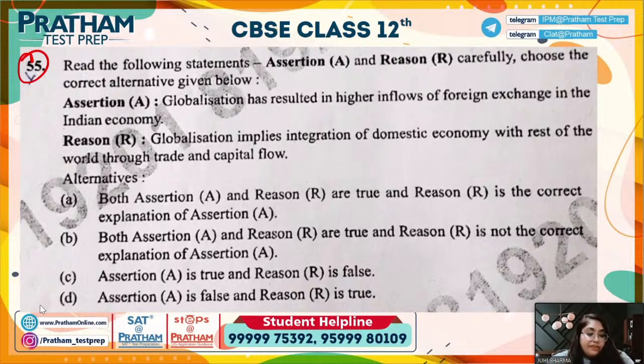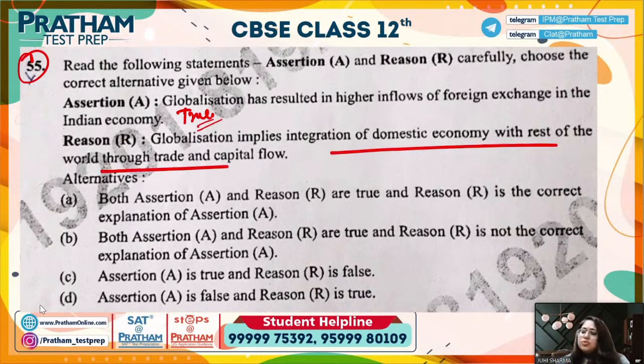Assertion है आपका question number 55 का that globalization has resulted in higher inflows of foreign exchange in Indian economy. That is true because globalization has actually integrated the Indian economy to the world economy. Domestic को world economy से combine कर दिया है. Reason जो आपका दिया है वो क्या है? That integration of domestic economy with the rest of the world through trade and capital flow, that is also true. So basically इसमें आपका option A correct है, that both the reason and assertion are true, and that's the correct explanation. So I don't think so इस particular question को करने के लिए you would require to actually go through the passage. No, it is not like that, right?